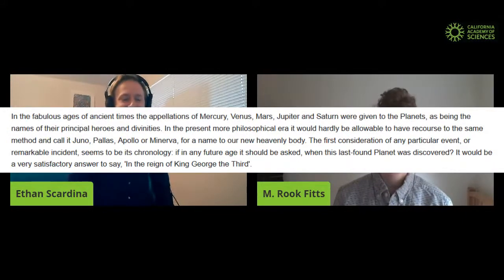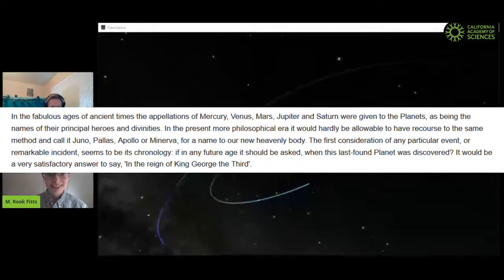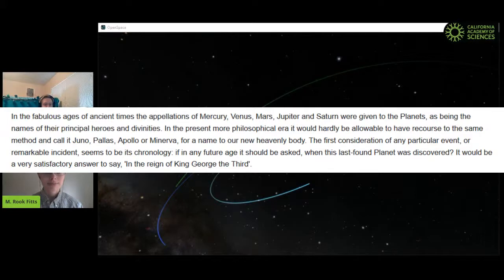This was a quote that he wrote to someone else. I'll read it aloud. You're welcome to read it too. This is from Wikipedia. You could also just Wikipedia Uranus' name. But in the fabulous ages of ancient times, the appellations of Mercury, Venus, Mars, Jupiter, and Saturn were given to the planets as being the names of their principal heroes and divinities. Basically, what he's saying is they named these after their own heroes, the greatest and most important people.